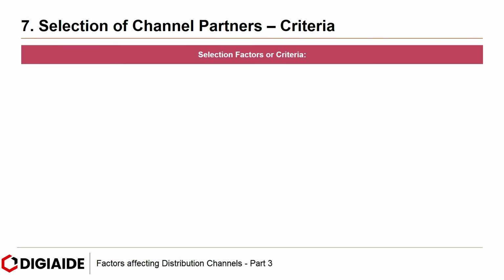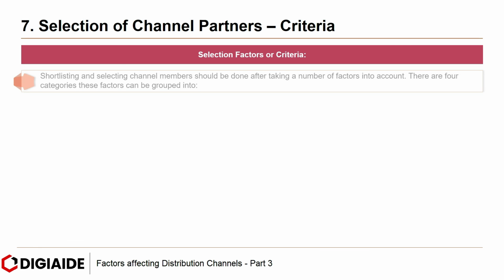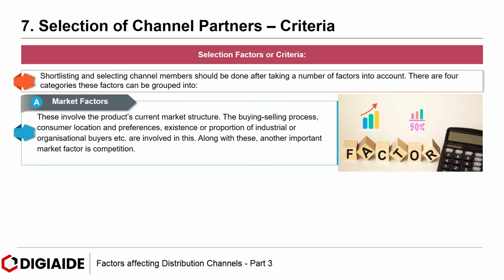Moving on, the criteria for selection of channel partners. Shortlisting and selecting channel members should be done after taking a number of factors into account. There are 4 categories these factors can be grouped into. First, market factors. These involve the product's current market structure, the buying-selling process, consumer location and preferences, existence or proportion of industrial or organizational buyers, etc. Along with these, another important market factor is competition.